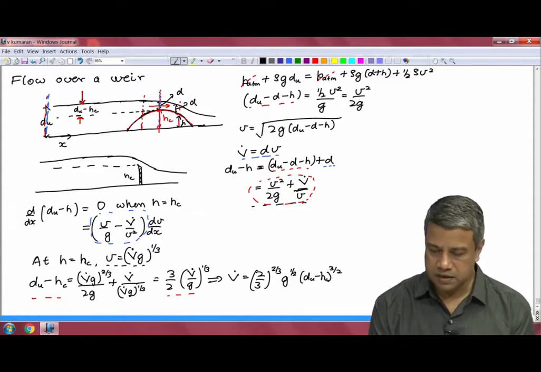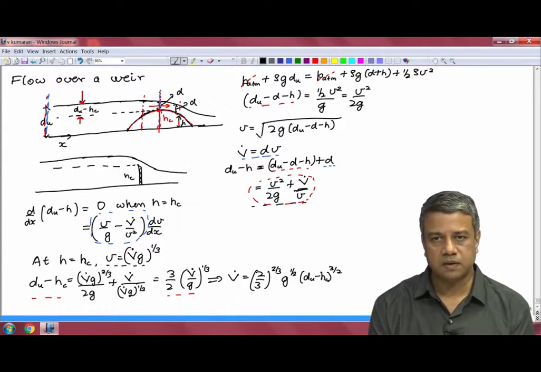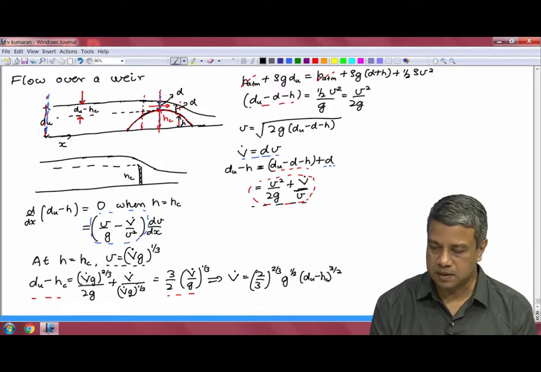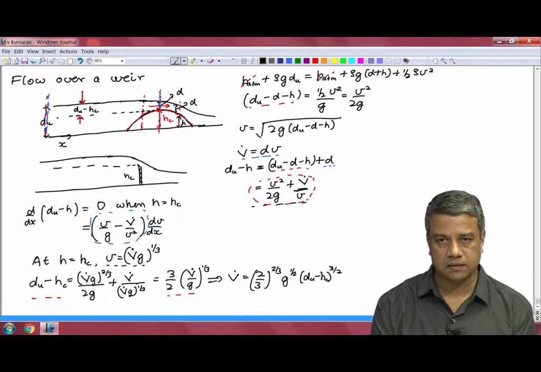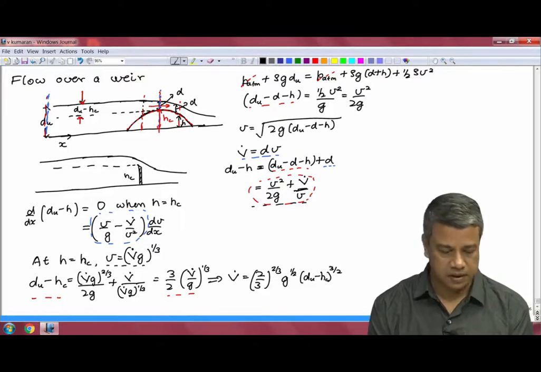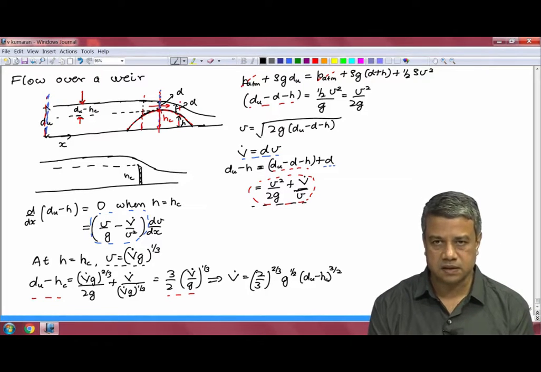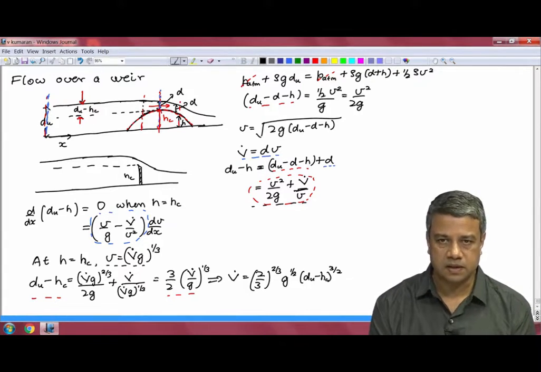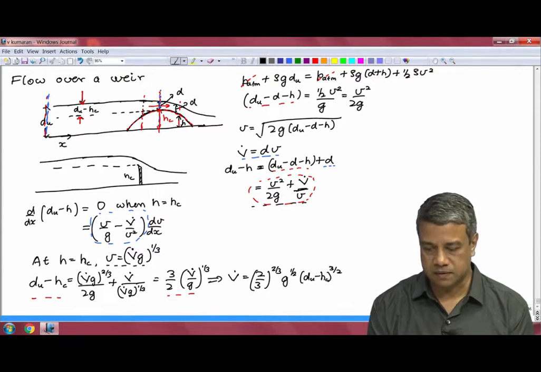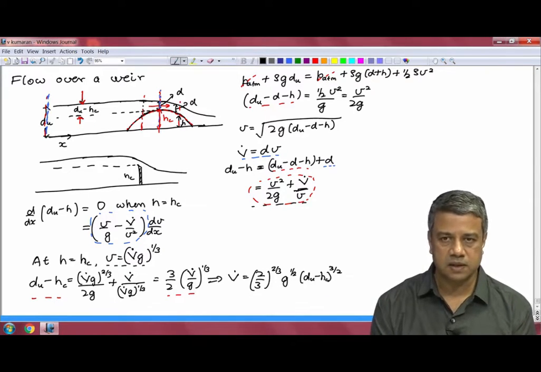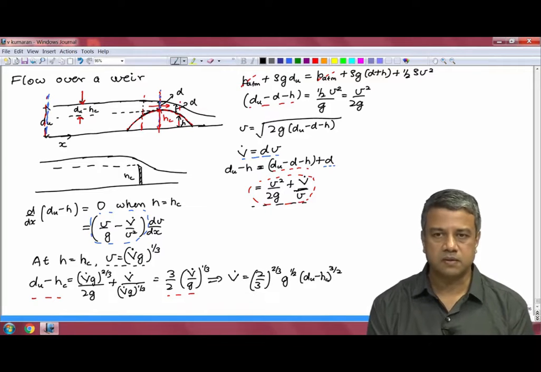So, this is another example of how the Bernoulli equation can be used for metering of flows, for determining the velocity or the volumetric flow rate. I will continue this in the next lecture, where we will look at a few more applications of the Bernoulli equation before we go to laminar flow in a pipe.